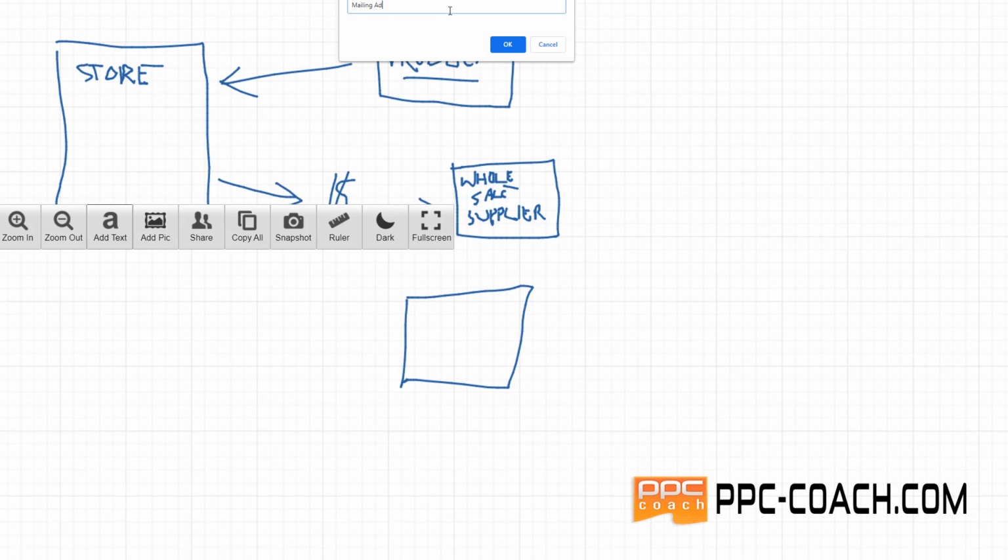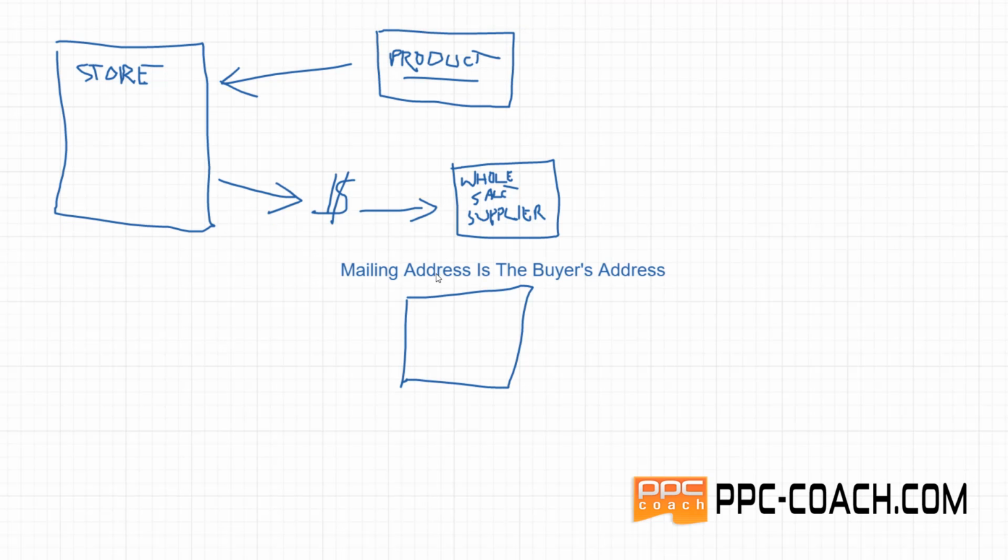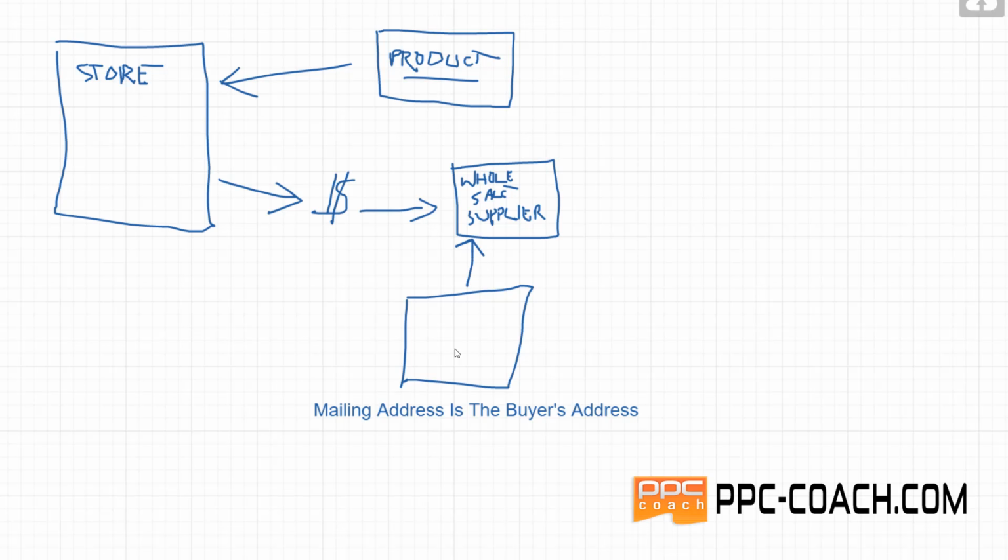mailing address is the buyer's address. There. Okay. So I'm going to take that order and put it through the wholesaler with the mailing address as the buyer's address. So the product comes from here, goes to the buyer, but the buyer actually bought the product on my store. This is what dropshipping is.